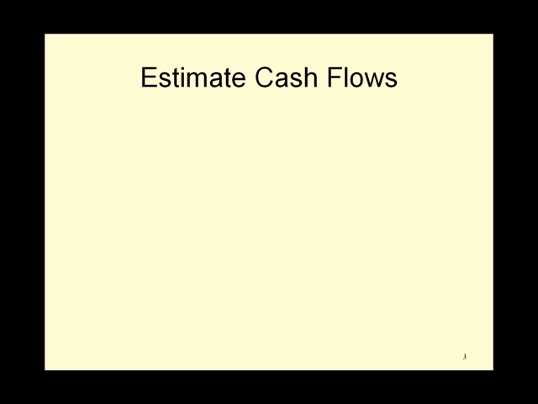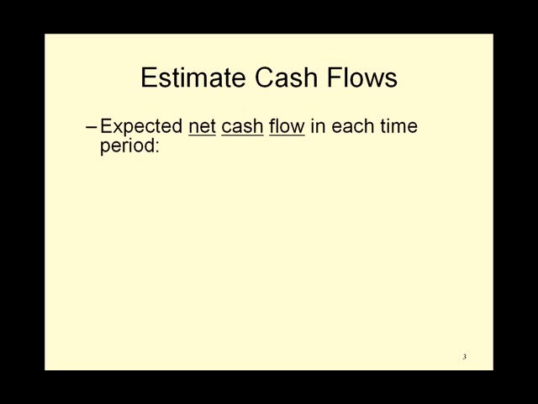Step 2 is to estimate the cash flows associated with the project. Specifically, we want to estimate the expected net cash flow in each time period, where net cash flow is the difference between cash inflows and cash outflows in each year. Now we're going to want to start with our best estimate or most likely estimate of all of the components of cash inflow and all of the components of cash outflow.